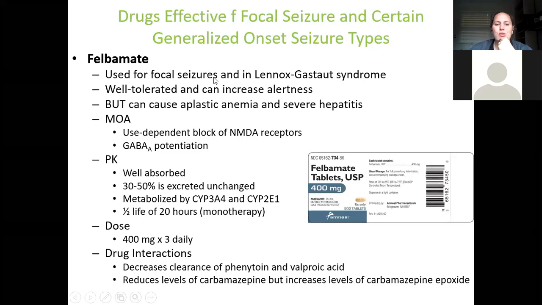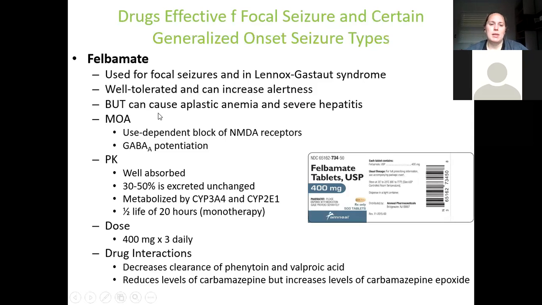Felbamate is used for focal seizures and Lennox-Gastaut syndrome, and we'll talk a bit more about what that is later, because there are some drugs specifically prescribed for that. It's well tolerated and can increase alertness, a kind of counterintuitive side effect, but it can cause aplastic anemia and severe hepatitis. The mechanism of action here is a use-dependent block of NMDA receptors, meaning that this drug will only bind to NMDA receptors that are activated.